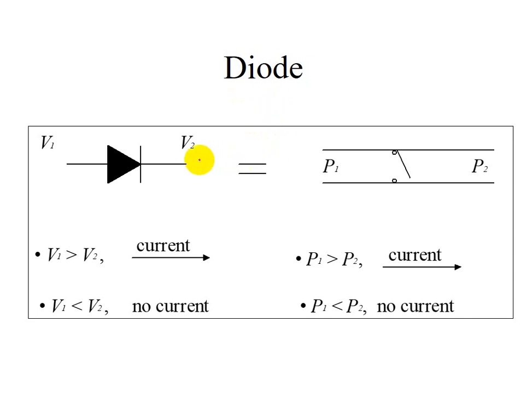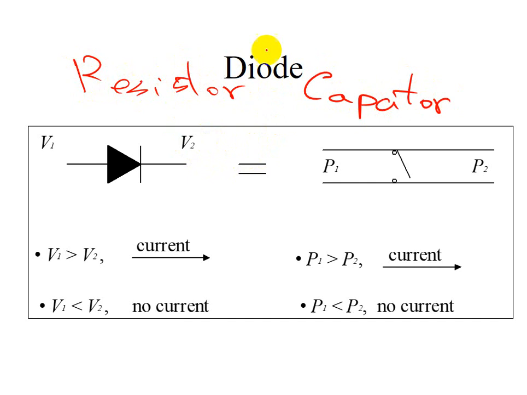Unlike the previously discussed resistors and capacitors, the diode is a nonlinear device, so the response of the current to voltage is no longer a linear relationship.